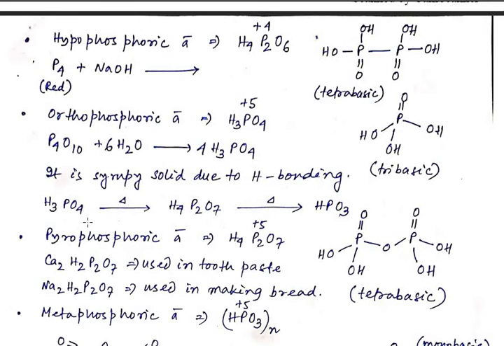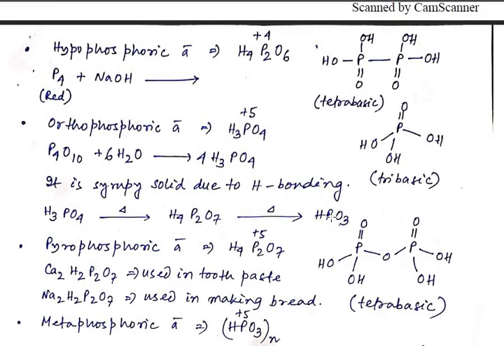If I heat that orthophosphoric acid, first of all it will form H4P2O7, which is known as pyrophosphoric acid, and if I heat it again, it will form HPO3. So if I heat orthophosphoric acid, it forms pyrophosphoric acid, and then HPO3, which is also known as metaphosphoric acid.